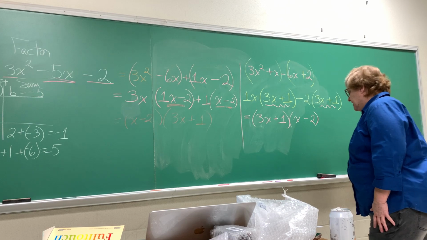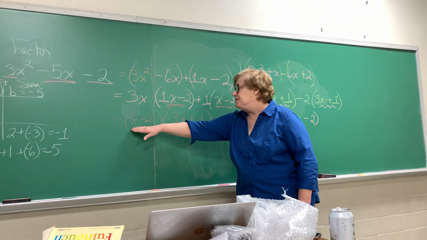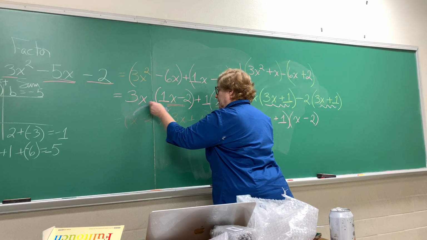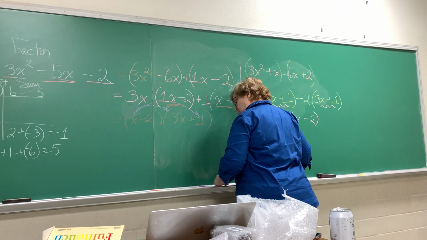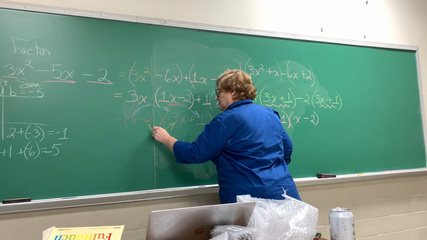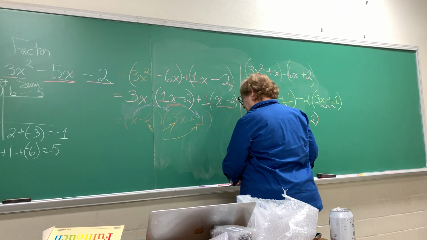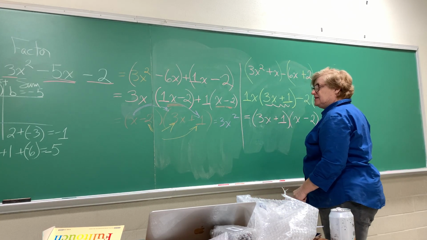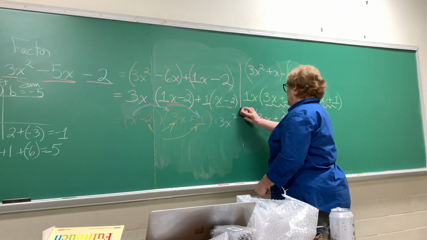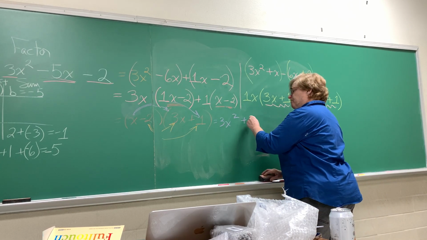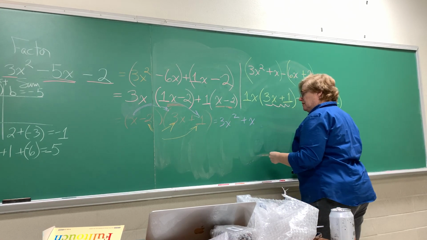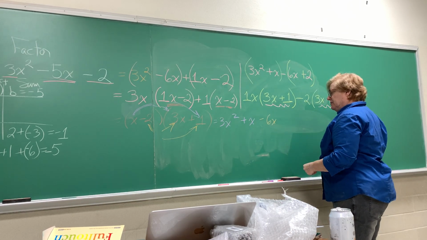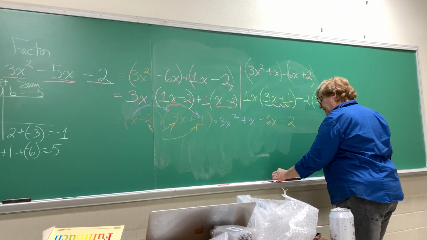Well, let's practice multiplying things out. Let's find the product of x minus 2 and 3x plus 1. We're gonna distribute. So x times 3x, 3x squared. x times 1, x. Negative 2 times 3x, negative 6x. And negative 2 times positive 1, negative 2. All right, do we have any like terms?